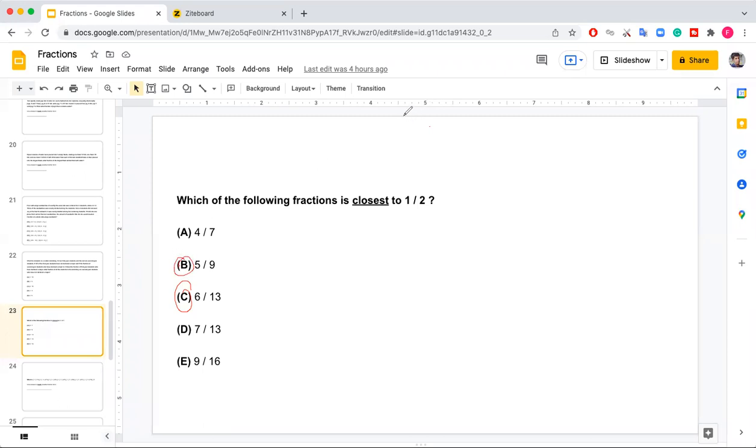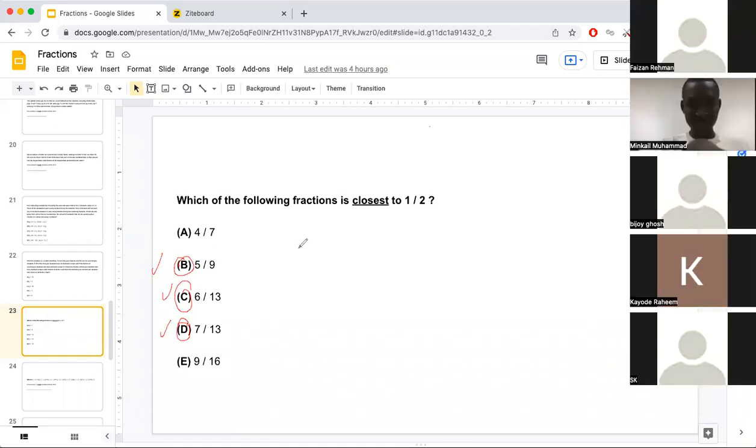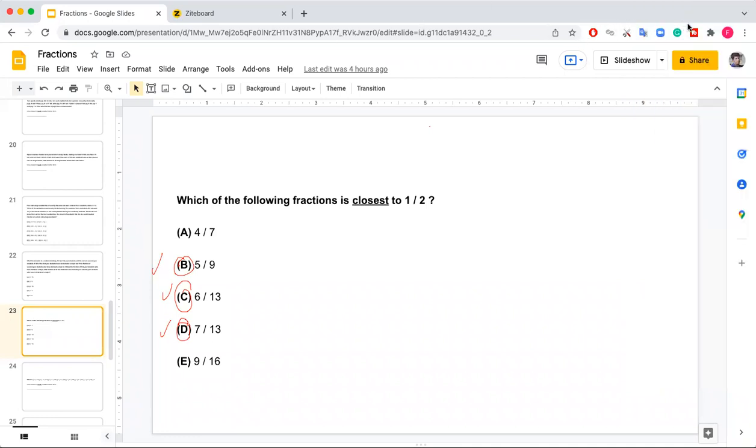Okay, so let's solve this question. First of all, we have answers B, C, D. The question is saying which of the following is closest to 1/2? Remember one thing: don't use a calculator for your practice for now, because if you just use the calculator, it will literally waste your time in the exam. So just don't use a calculator for these simple questions.